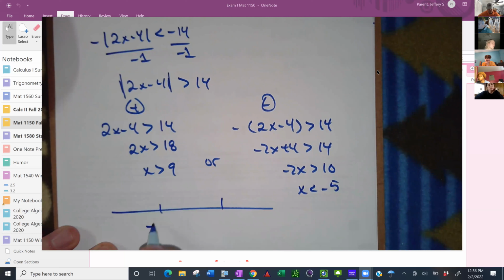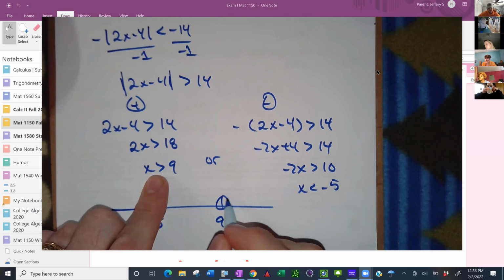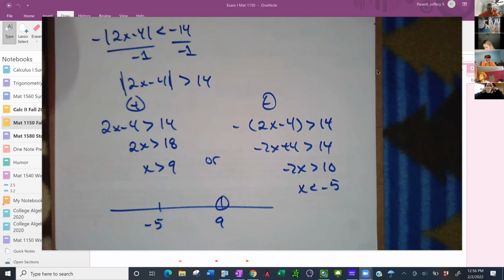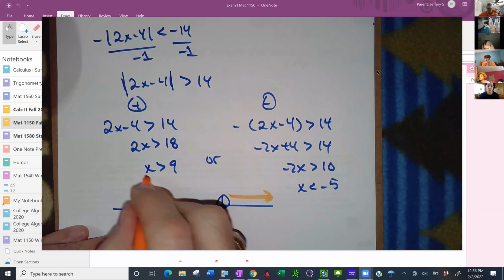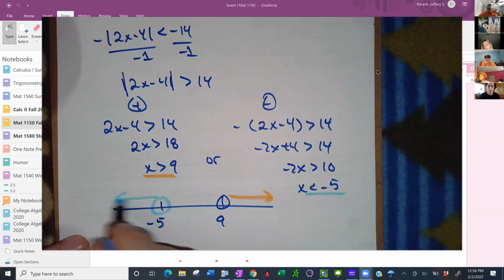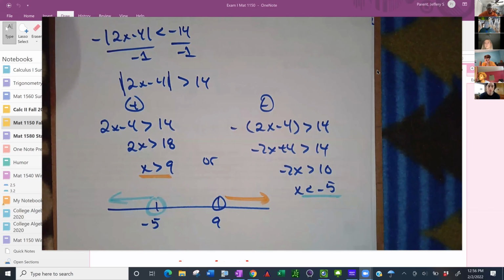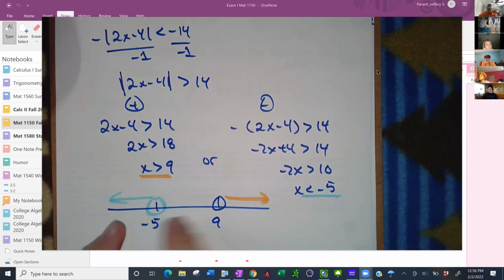If you solve these correctly, you should have 2 intervals that face away from each other. X is greater than 9. That's this one, everything to the right. X is less than -5, everything to the left. You should have 2 intervals that face away from each other for these types of problems. For the absolute value less than case, you should have 1 interval in the middle.